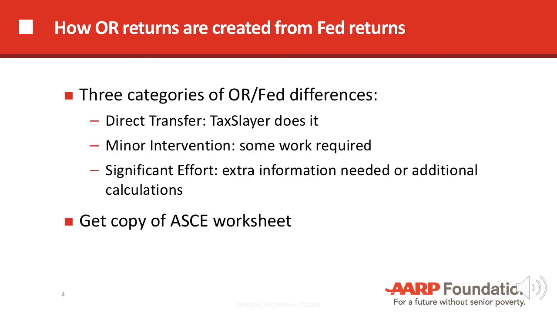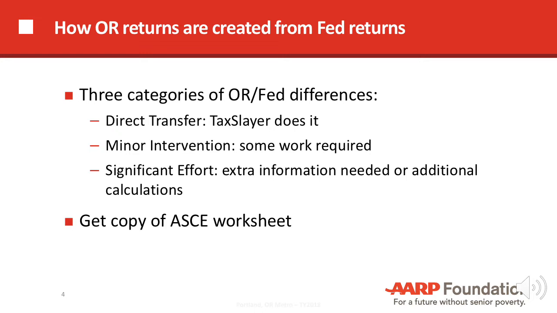As we mentioned in the previous module, there are 3 main categories of differences between Oregon and federal taxes, at least in terms of effort. The first is what we might call direct transfer. The software does it for you, and just moves the information from the federal return or any applicable schedules to the Oregon return.